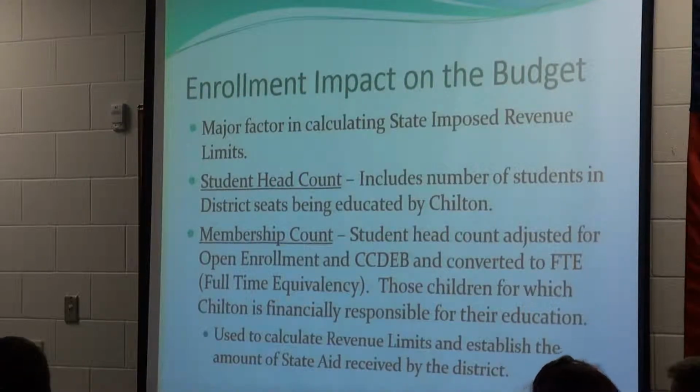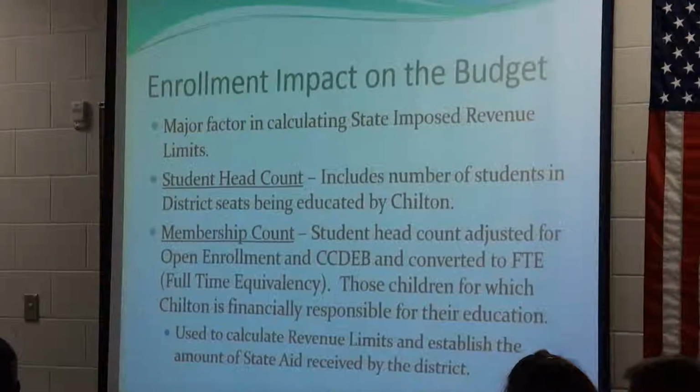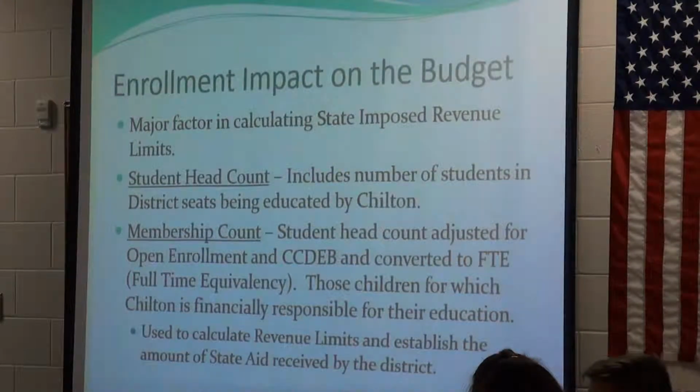Those students that are from neighboring districts that attend here, we have to subtract out. Students that are part of the Calumet County Disability Education Board program, special education students, those need to be subtracted out. And then we add in students from Chilton who are attending other districts, and then we convert them to a full-time equivalency. That number is utilized in our revenue limits to establish the amount of aid that we receive as a district.